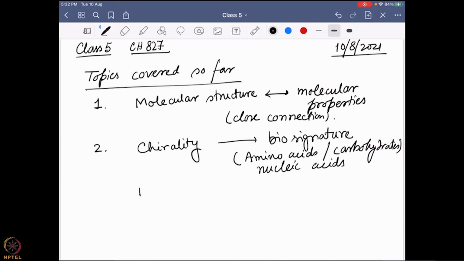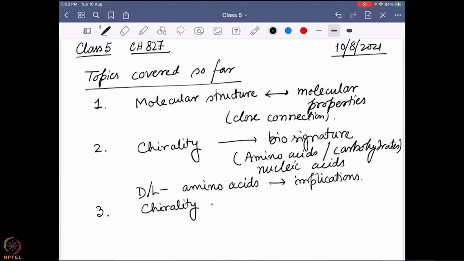And over there, we have specially looked into the D and L amino acids. And we have also looked into the functionality, the effects, I would say, implications of D and L amino acids on life. So over there, one of our goals is how to follow chirality. And one of the ways we can easily follow chirality is by following something called CD spectroscopy.